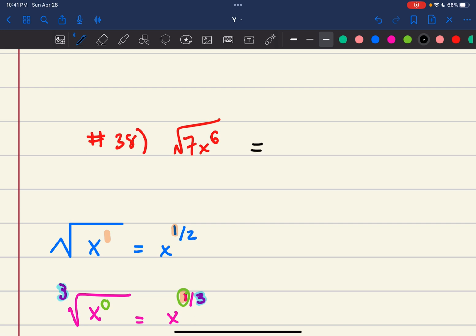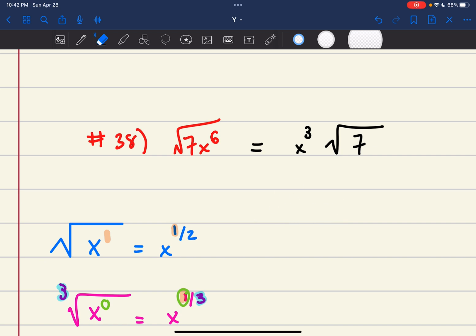So, first step is, what can you take out right away? This is the square root of 7x to the 6th. Well, we know that the square root of x to the 6th is x cubed, because x cubed times x cubed is the same thing as x to the 6th, because you add the exponents when you multiply. So we can pull out the x cubed, and then we still have 7.